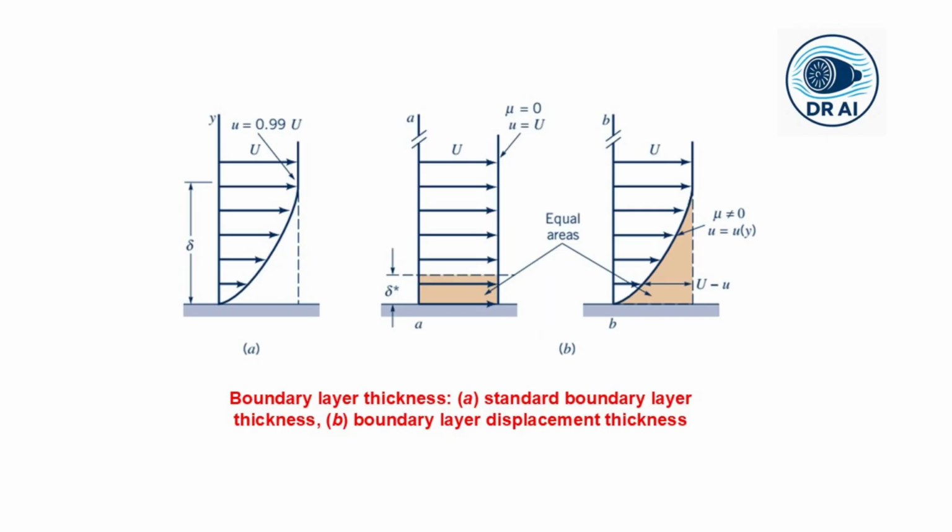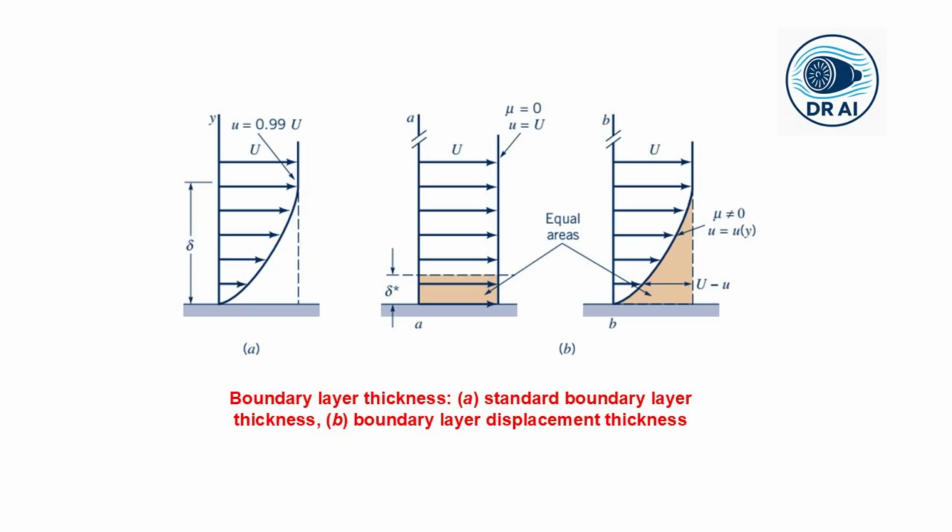Standard boundary layer thickness, denoted as delta, is arbitrarily defined as the distance from the plate where the velocity reaches 99% of the free stream velocity. But why 99%? Why not 98% or 99.95%? This arbitrariness leads to more physically meaningful definitions, such as the displacement thickness, which is denoted as delta star.